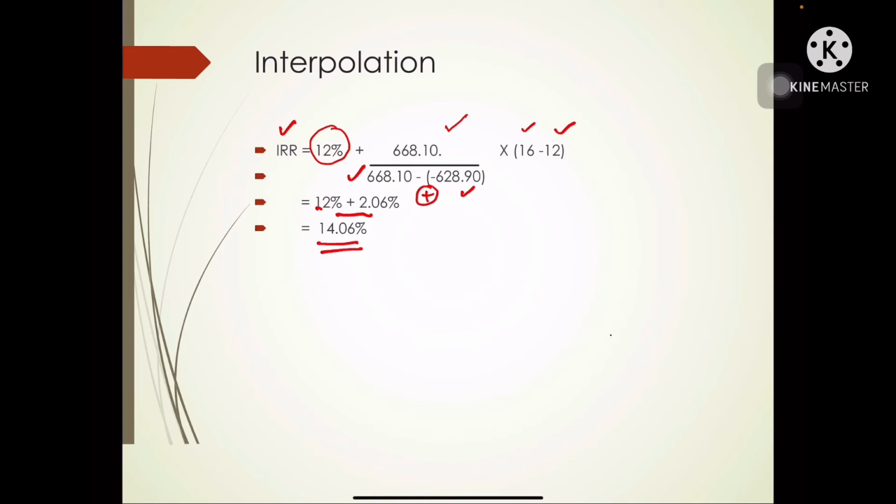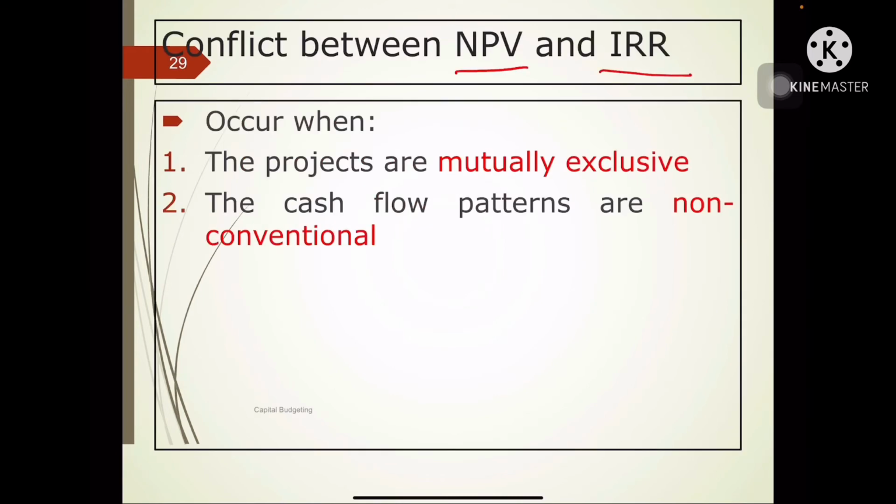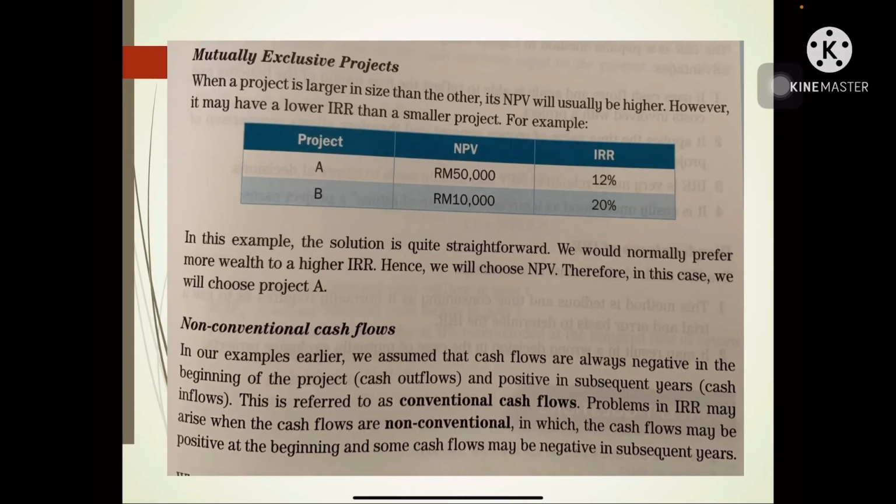All right, a conflict between the NPV and IRR will happen when the projects are mutually exclusive. It means that if we accept project A, we have to reject project B, or if we accept project B, we have to reject project A. And the other case is when the cash flow patterns are non-conventional. So now we are going to have a look at an example.